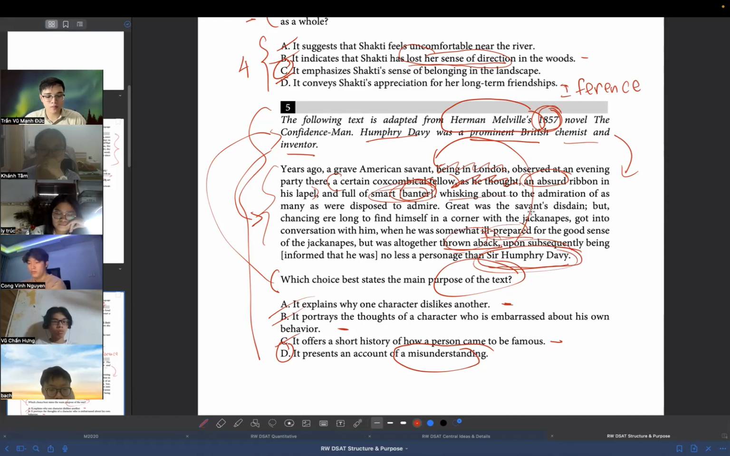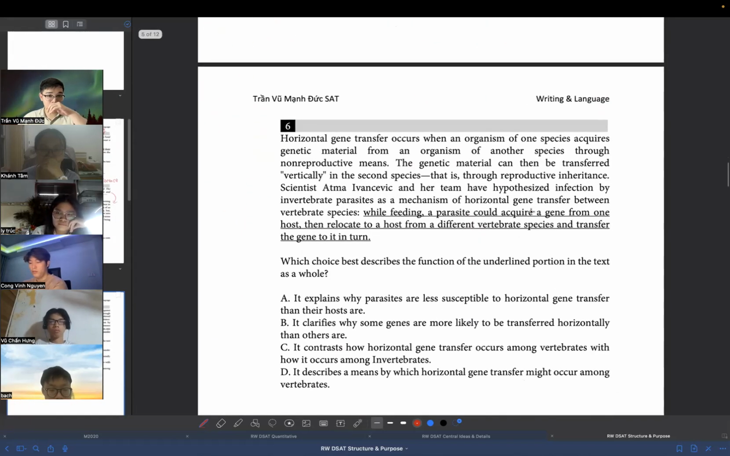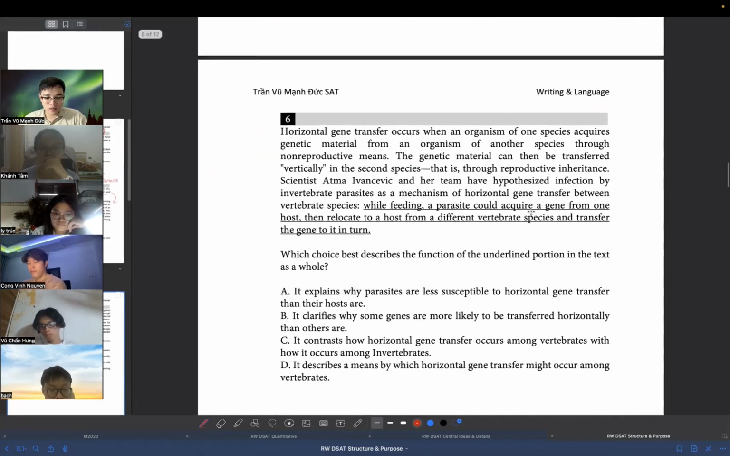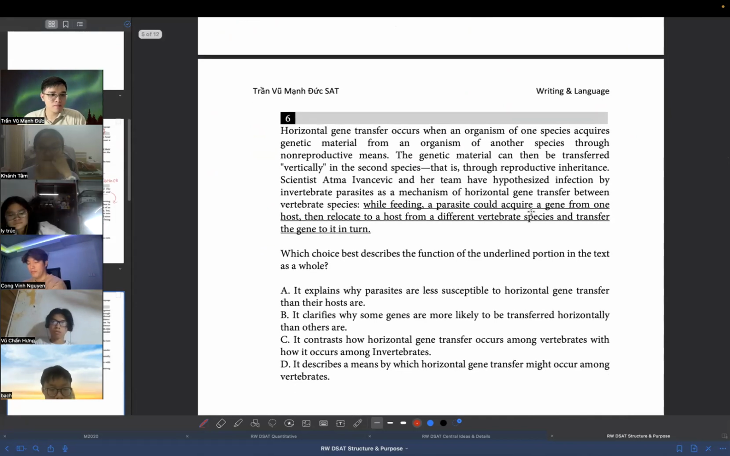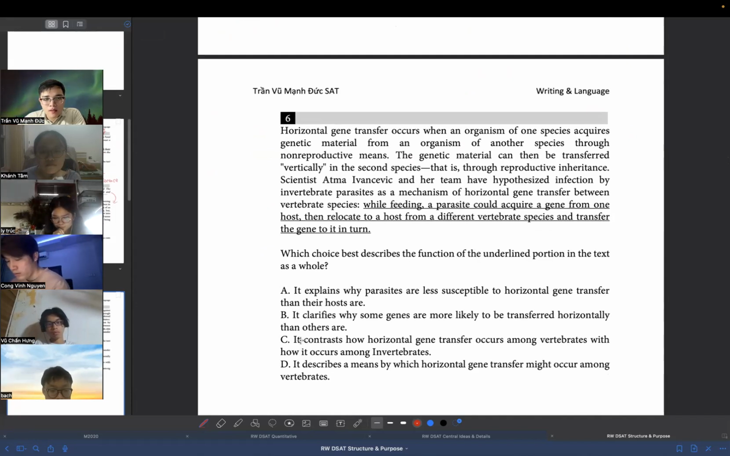So that's how you're going to approach a very, very difficult paragraph. Very good. This one is quite difficult, to be honest. 6th question. Ving. I choose D. Which choice best describes the function, a means by which.